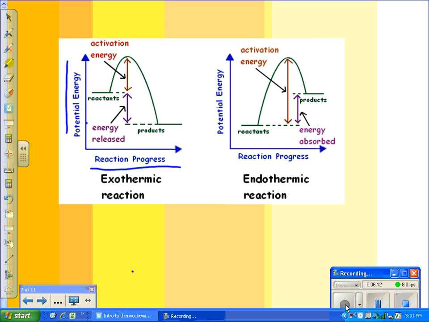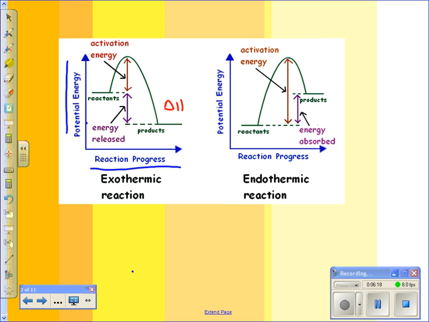Right? So an exothermic reaction, because it releases heat, it means that it's lost energy. So delta H will be a negative value. The final state will be lower than the initial state in terms of energy. For endothermic, it's the opposite. Delta H, the increase in energy, or enthalpy sometimes it's called, is a positive value. The final energy of the products is greater than the initial energy of the reactants.